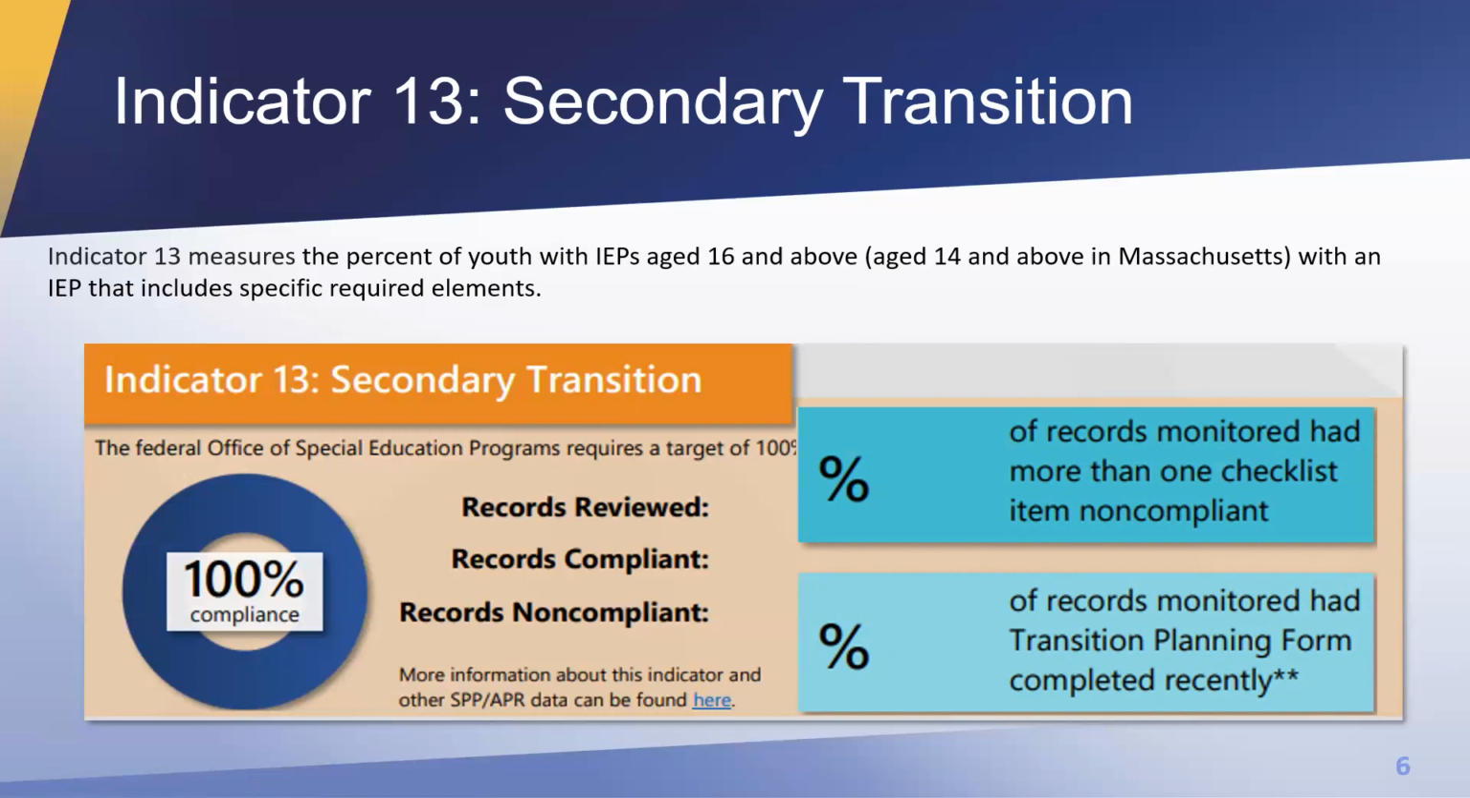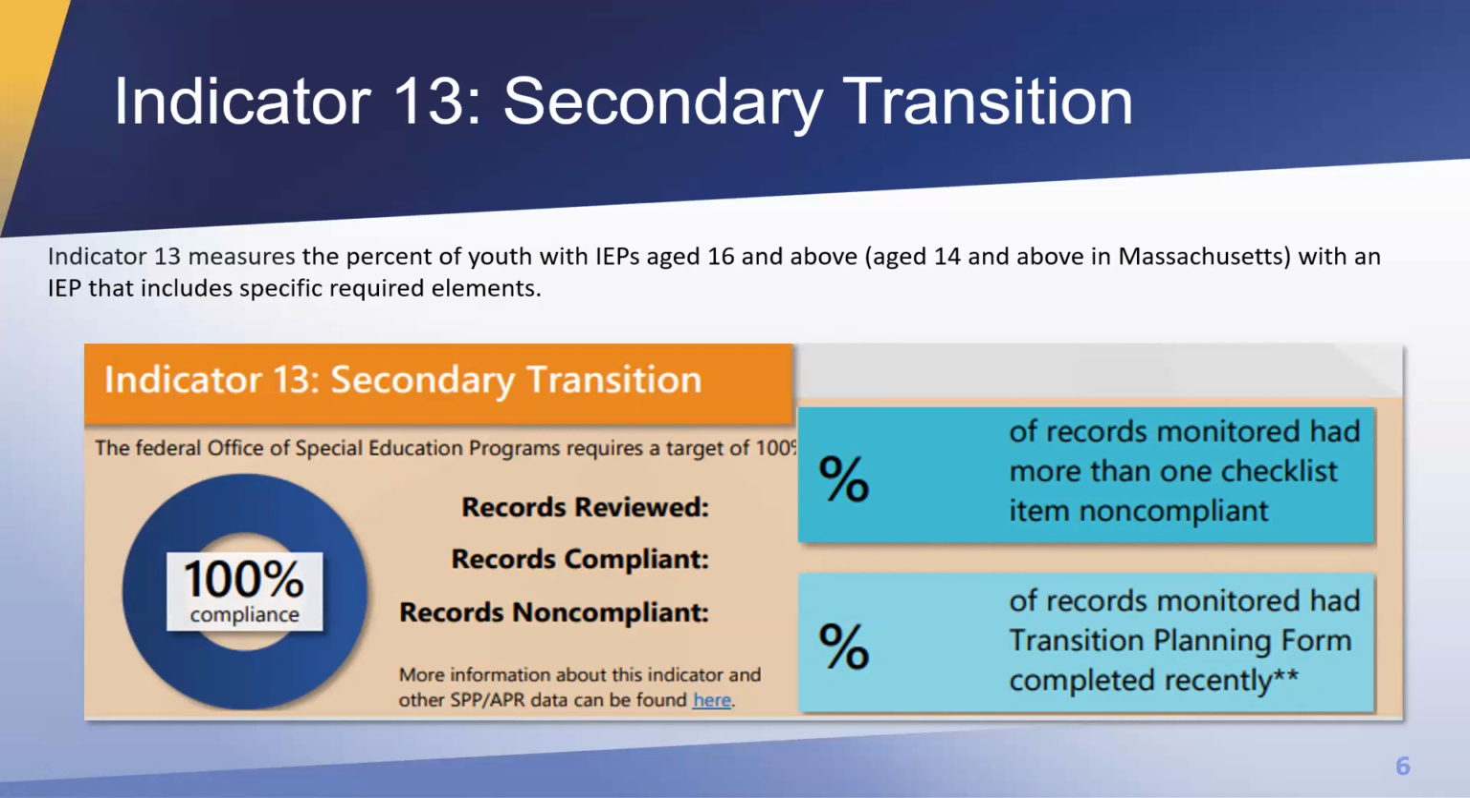And the first set of data represents the percentage of records monitored that had more than one checklist item found non-compliant. And the checklist can be found on the DESE Indicator 13 website and includes all the required elements for this measure. So just remember, a record is considered non-compliant even if one item was missing on the checklist. And we go over this when we set up your Group A reviews and when we get ready to collect your indicators. The percentage is provided so that LEAs can have a better awareness of the depth of their non-compliance.